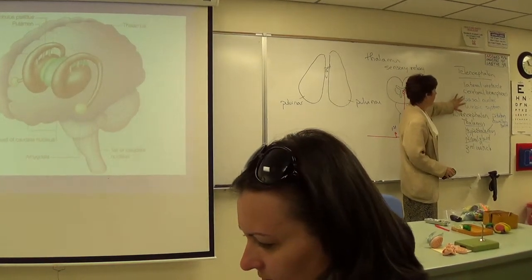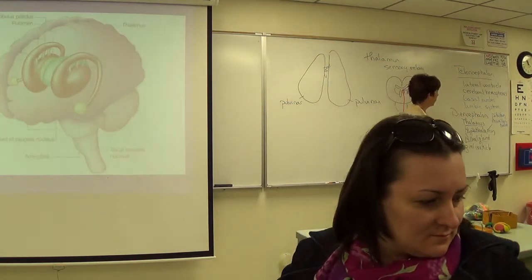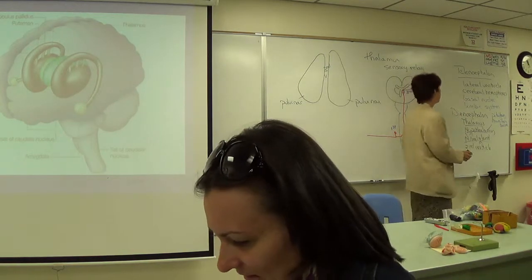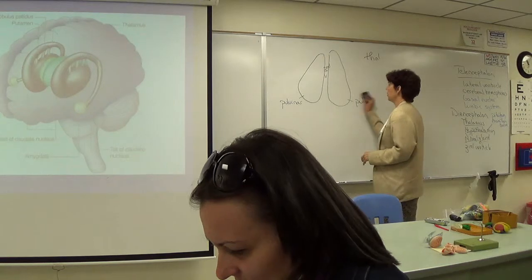We'll finish up today by looking at the basal nuclei and limbic systems. And then we'll look at the three major components of the diencephalon. And then we'll be ready for the midbrain brainstem structures on Tuesday.